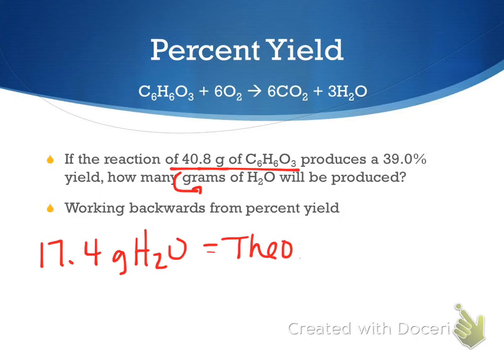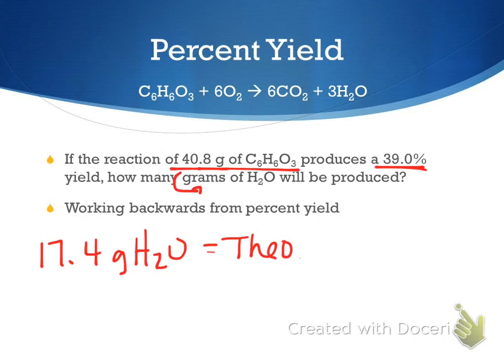Now we look at if it gave a 39% yield. So should your answer be greater than or less than 17? It should be less than. If 17 was what's supposed to happen, 17 is what should have happened. But we know it only produced 39% of what it should have. So your actual yield should be lower than 17.